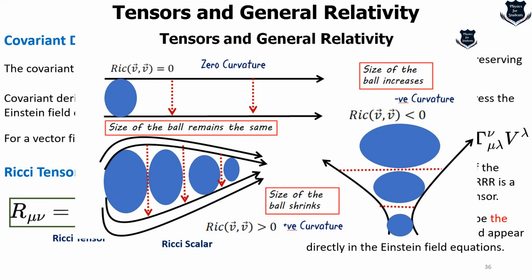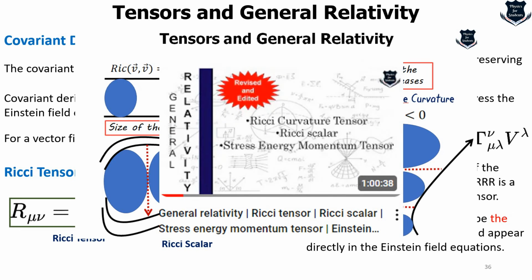So this is how, in a very rough way, I would say the tensors or Ricci curvature measure things geometrically. And if you really want to make things much more difficult for yourself and you want to learn, look into this video. This is general relativity made almost 2 years back, but you can look into this.